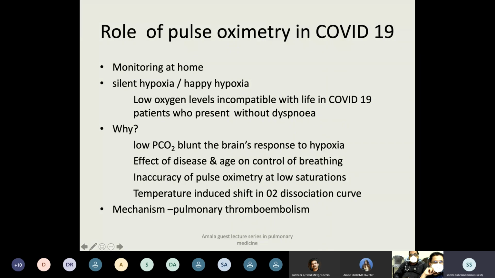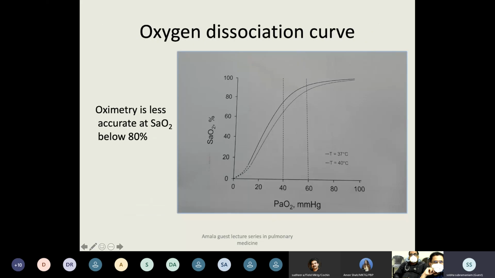So you have a plateau at the top. Then after that, at around 85 or so, there is a rapid fall in the saturation. I think I have a picture of the oxygen dissociation curve. So we can see that as the saturation comes below 80%, it is less accurate because there is a steep fall in the oxygen saturation.